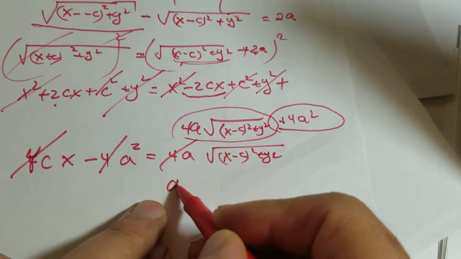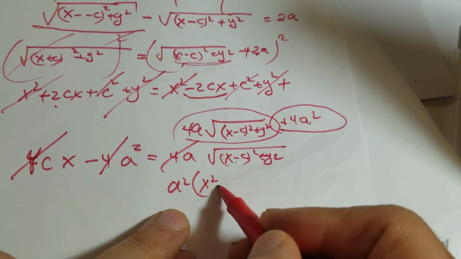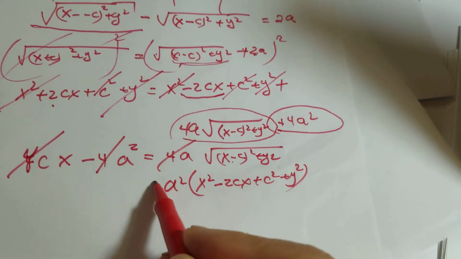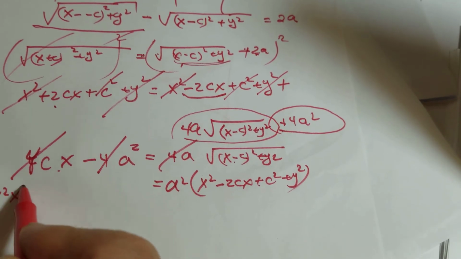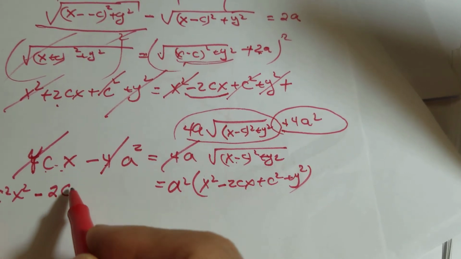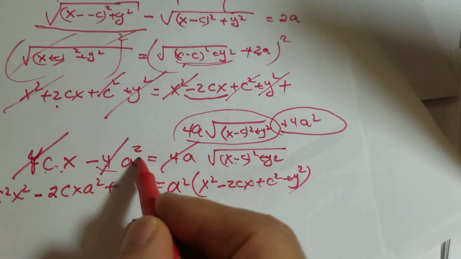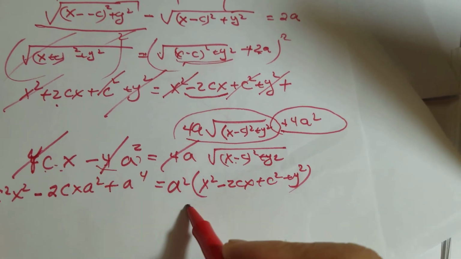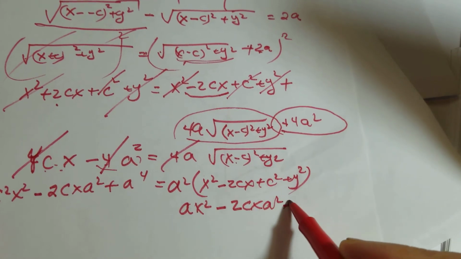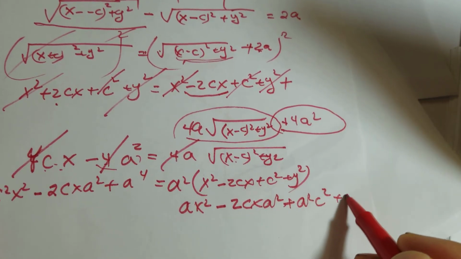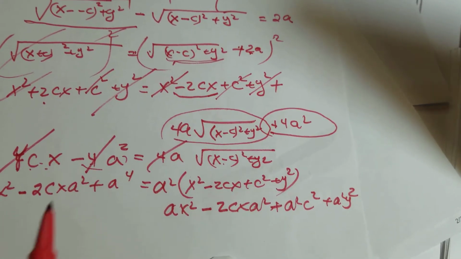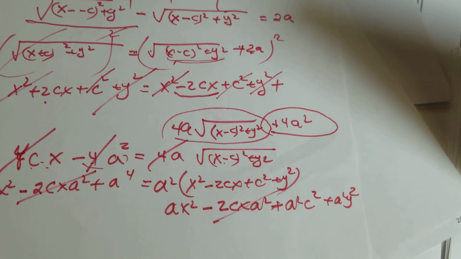When I square both sides, that becomes a squared times x squared minus 2cx plus c squared plus y squared. When I square that side, it becomes c squared x squared minus double 2cx a squared plus a to the power of 4. This is a squared x squared minus 2cx a squared plus a squared c squared plus a squared y squared. Okay, that's the ugliest piece. They cancel out.